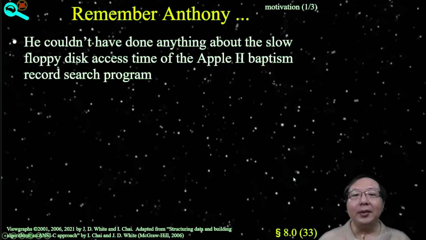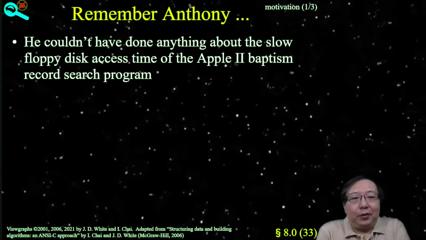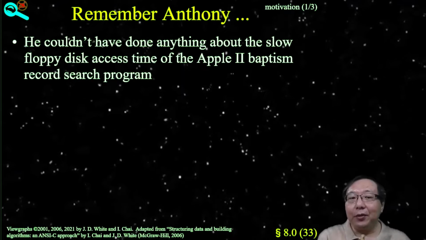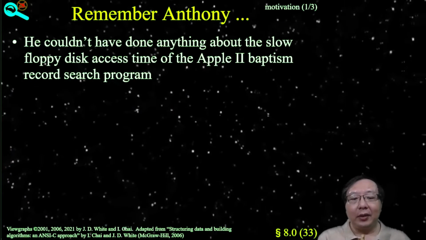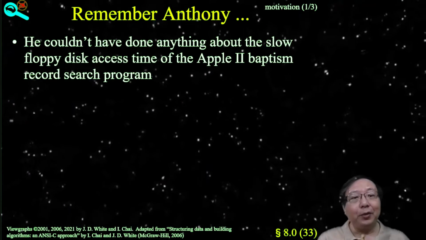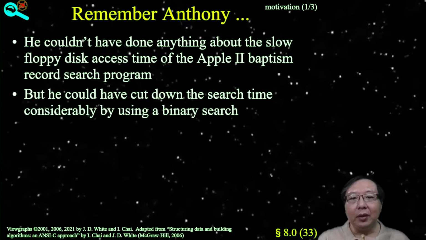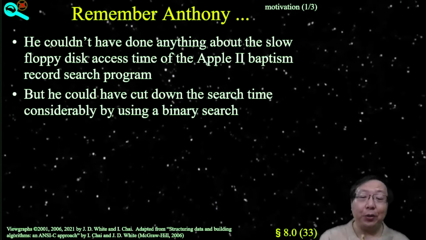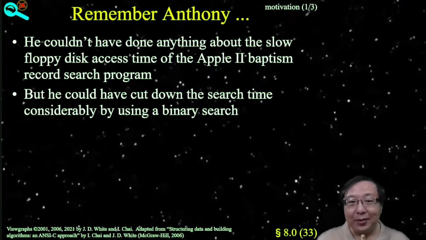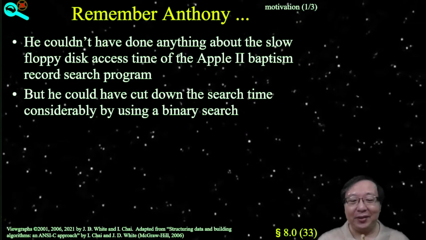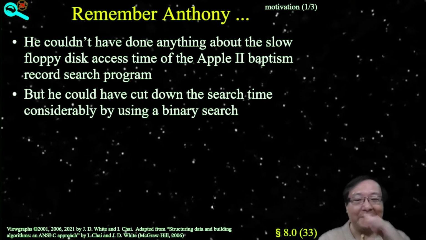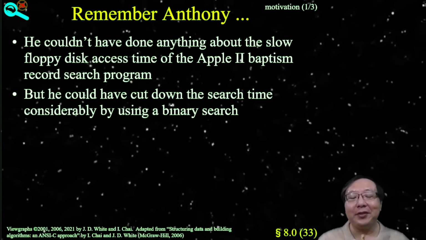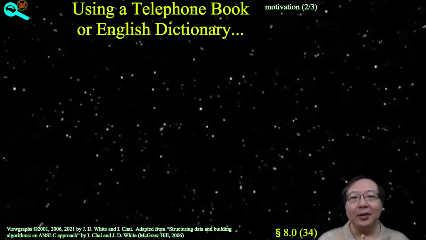Okay, so you remember Anthony, he couldn't have done anything about the slow floppy disk because that's what he had. But if he could have done a better search algorithm, he could have gone faster. So we can use binary search. He could have used binary search had he known about binary search. Remember, he was still in secondary school. He had not studied computer science yet at all at that time. So he didn't know about binary search. But if he knew about binary search, he could actually have speeded up things.